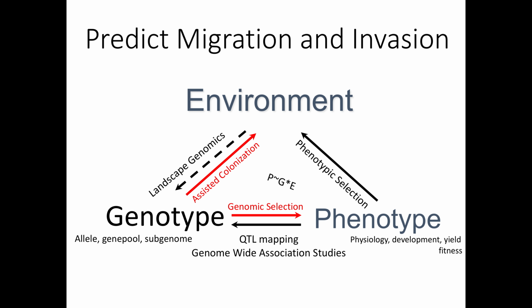And once you understand that and the environment shifts, or you want to move things around the world to where they've never gone before, you can predict what environments would be suitable for these genotypes, just in the same way you can predict the phenotype from plants that haven't yet been grown. So this is an important paradigm as well.